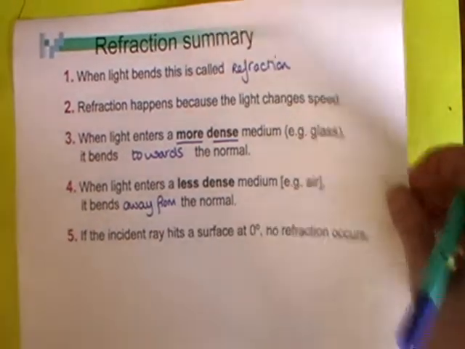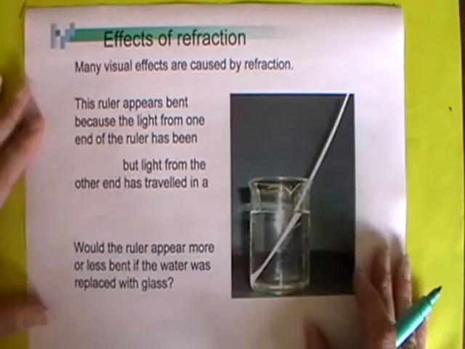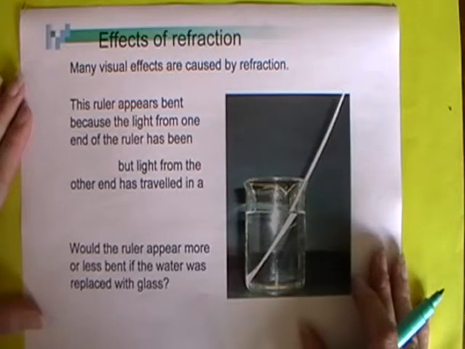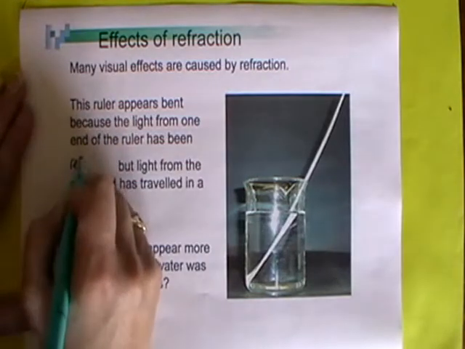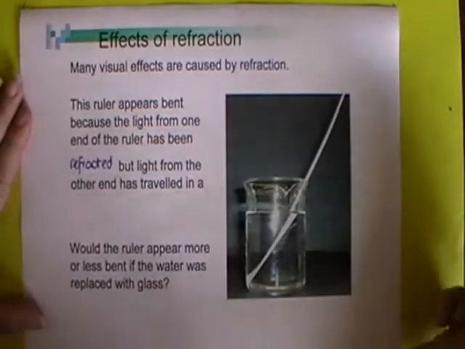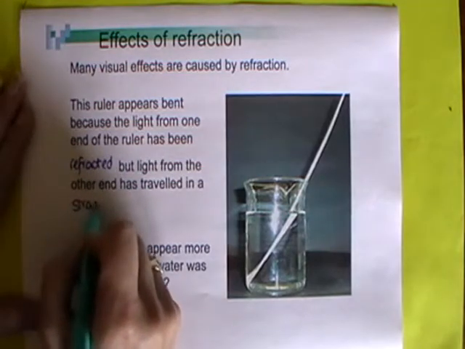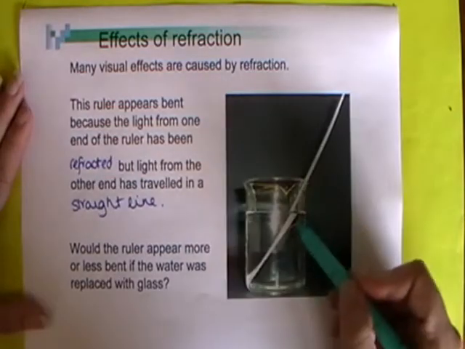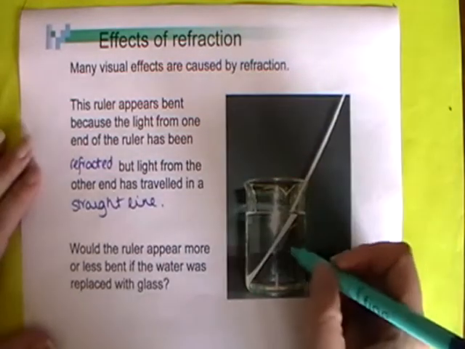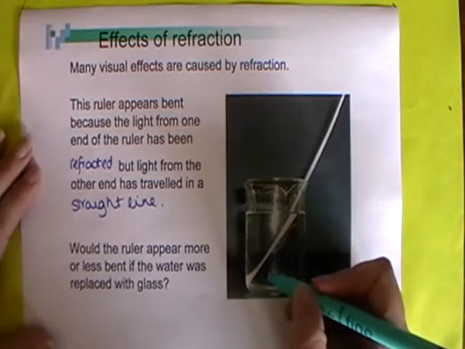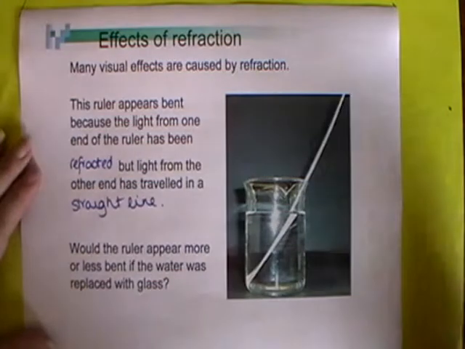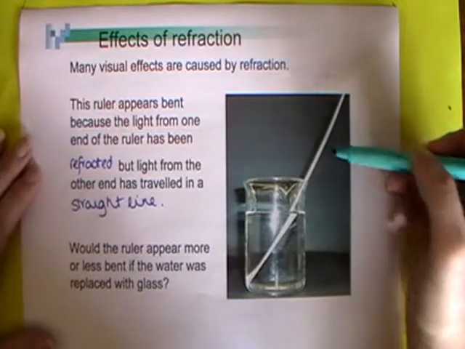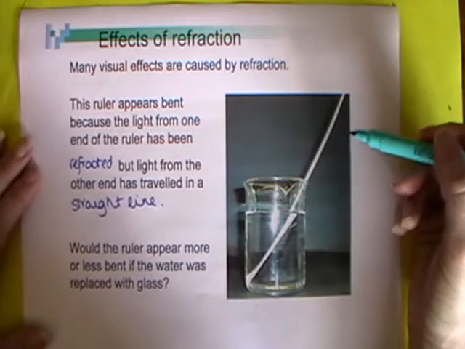So let's look at the implications or effects of refraction. Many visual effects are caused by refraction. This ruler appears bent because the light from one end of the ruler has been refracted, but light from the other end has travelled in a straight line. The refraction occurs for the section of ruler that is in the water. The light rays coming from the ruler travel more slowly through the water, and then they bend away from the normal to our eyes, whereas the light rays coming from the top of the ruler are travelling through air only and come straight to our eyes without any refraction.